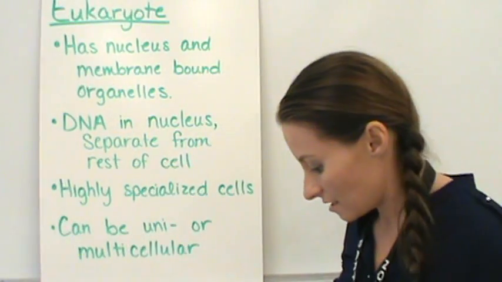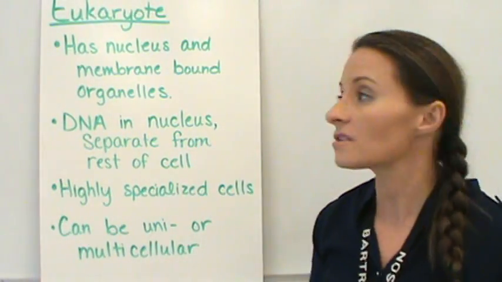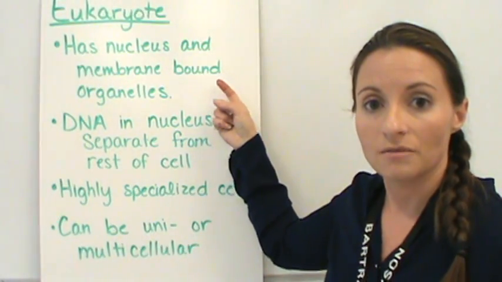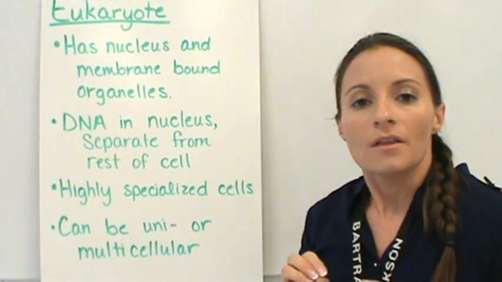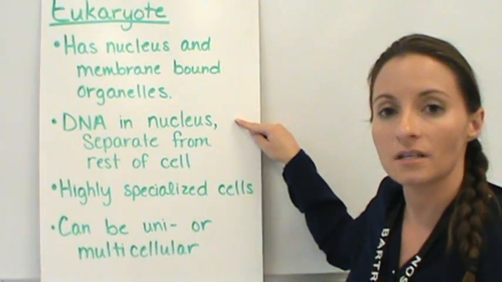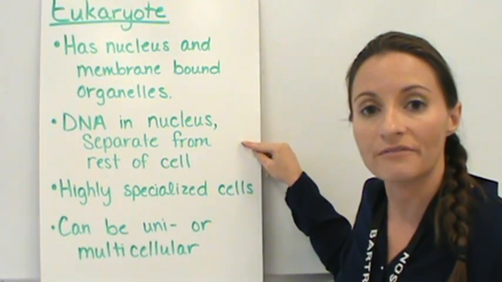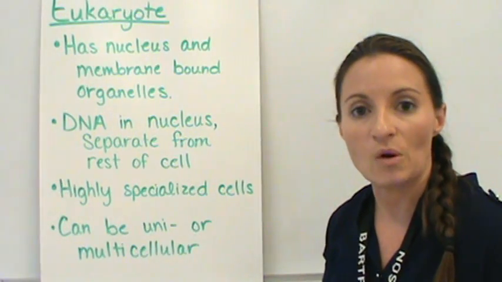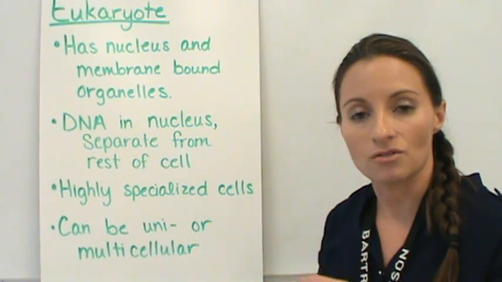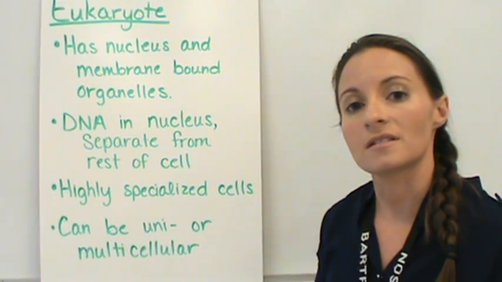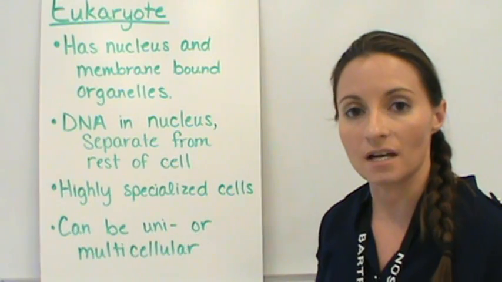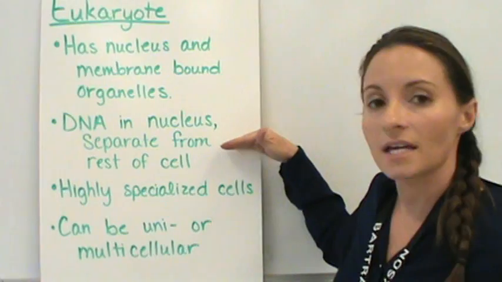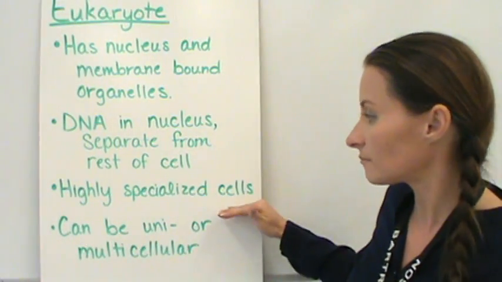Eukaryotes, on the other hand, have some slightly different structures. First of all, the eukaryotes do have a nucleus and membrane-bound organelles. Their DNA is contained within the nucleus, and that keeps it separate from the rest of the cell. It's not in this circular structure anymore. It's in lots of string-like structures. And so keeping it away from the rest of the pieces of the cell actually keeps it from breaking and having issues. So the DNA is kept separate from the rest of the cell.